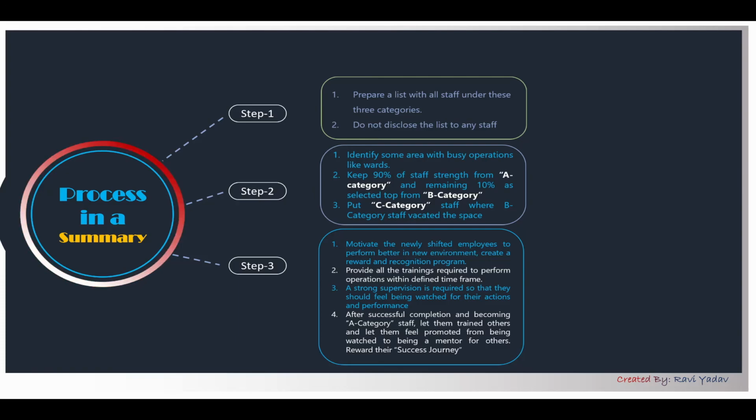Motivate the newly shifted employees to perform better in the new environment. Create a reward and recognition program. Provide all the trainings required to perform operations within a defined time frame. Strong supervision is required so that they feel being watched for their actions and performances. After successfully completing and becoming A category staff, let them train others and let them feel promoted from being watched to being a mentor for others. Reward their success journey.